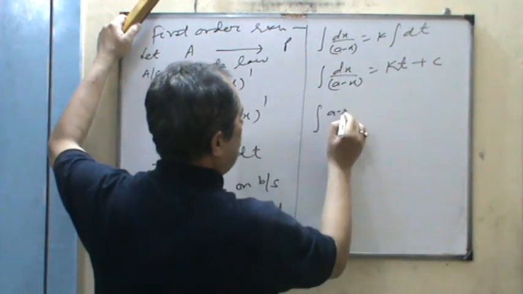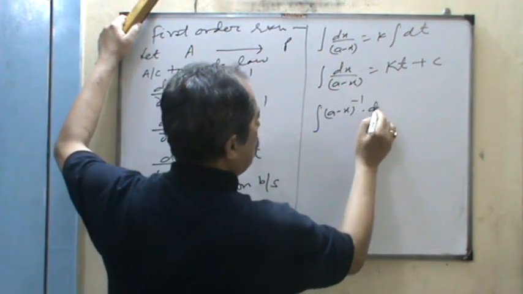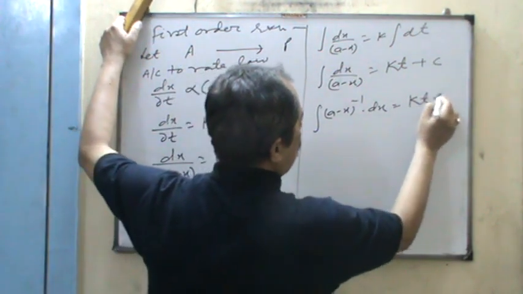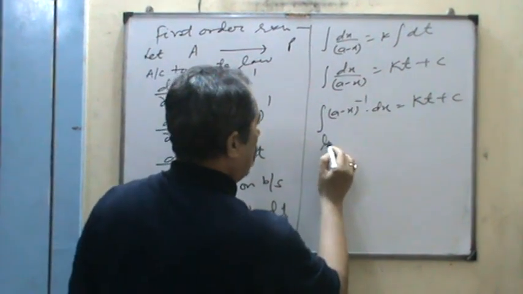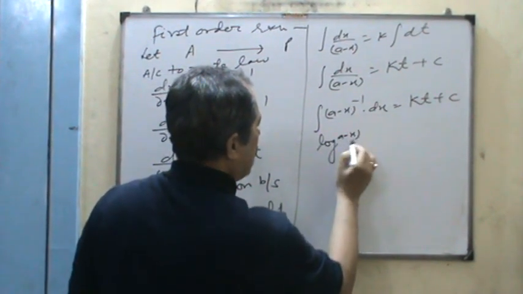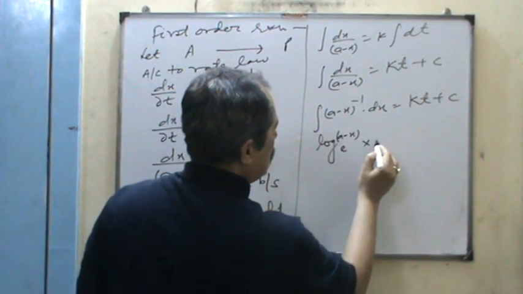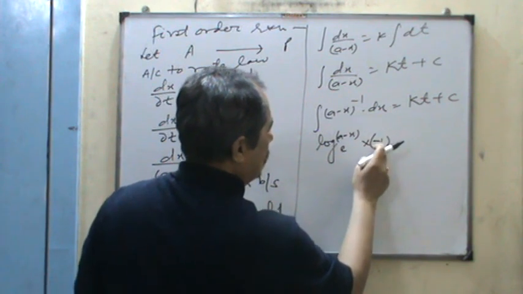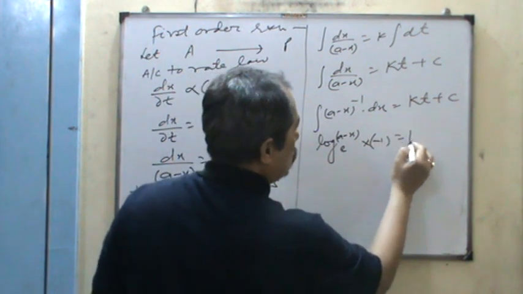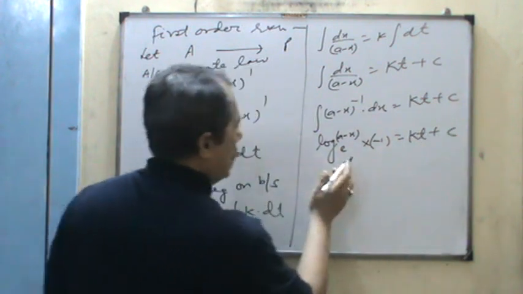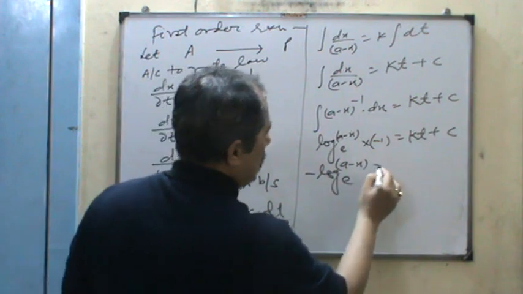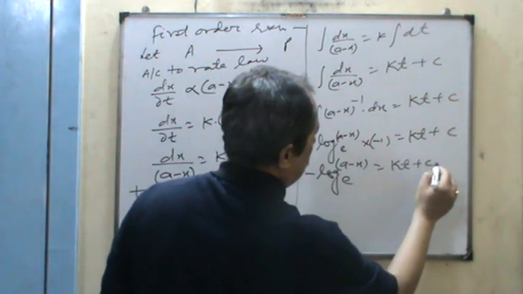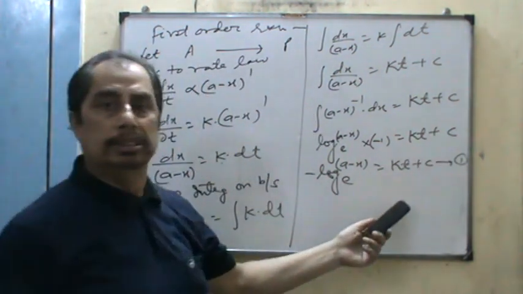So integration of dx upon A minus x is equal to k into t plus c. Now integration will come, therefore you can take log of A minus x to the base e into minus 1, where A minus x is the concentration of the reactant, is equal to kt plus c, or minus log A minus x to the base e equals kt plus c. This is equation 1.